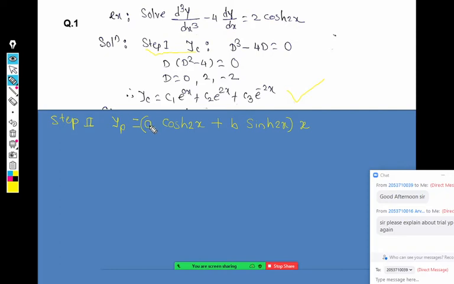What is the left part? Then we have to find the values of a and b only. Our aim is to find a and b. How to get a and b? Yes, anyone? How to get a and b? Anyone remembers how to get the constants we use in the trial yp?